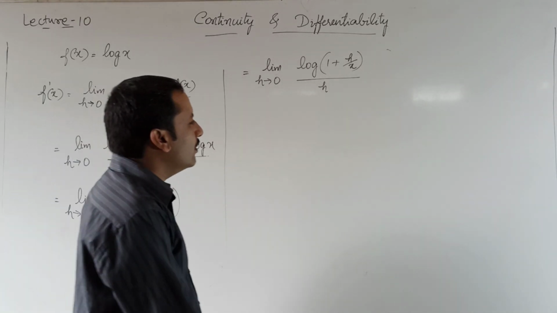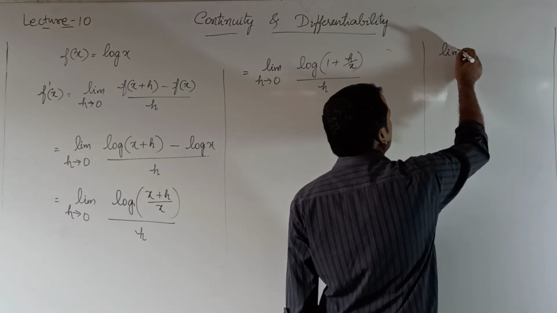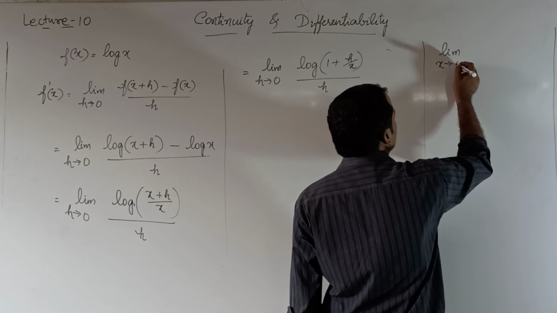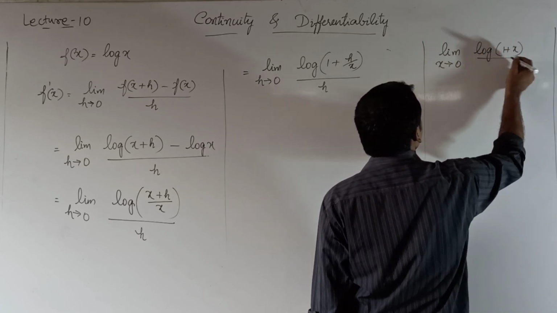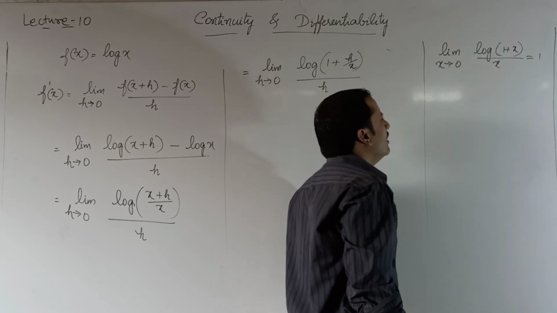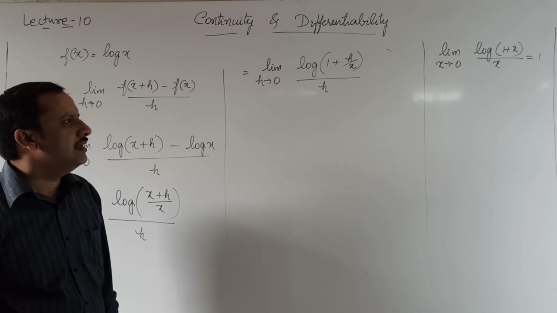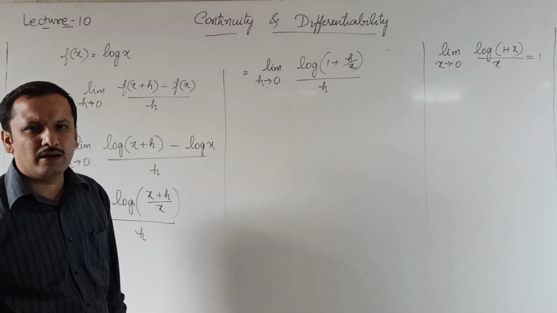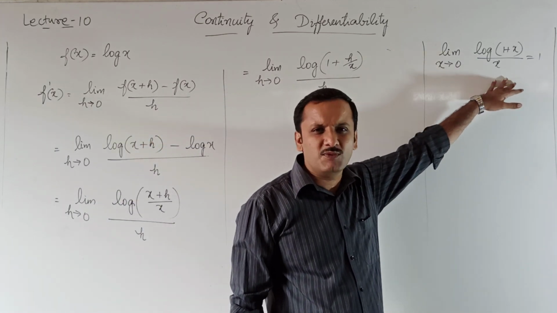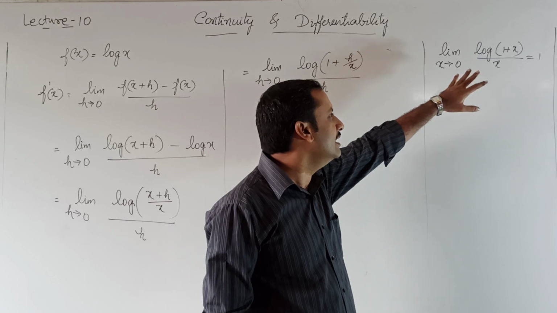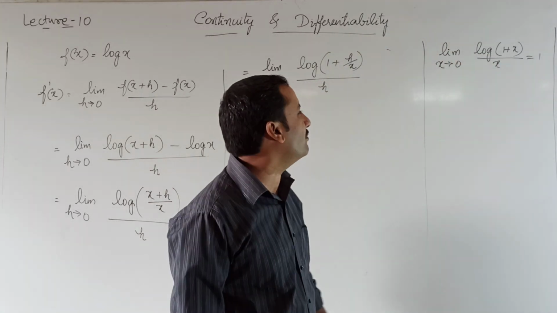Okay. See now, there is one property of limits. There is one formula in limits. Limit x tends to 0, log 1 plus x divided by x is equal to 1. Limit x tends to 0, log 1 plus x divided by x equal to 1. Okay? That formula I have learned in first PUC. Just remember this formula. Okay? Proof is not necessary. Limit x tends to 0, log 1 plus x by x is equal to 1.